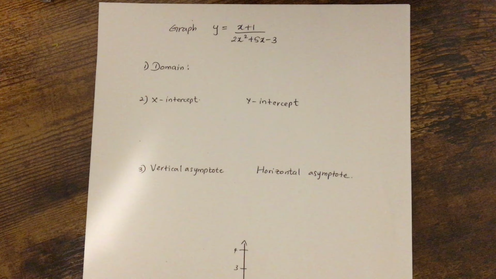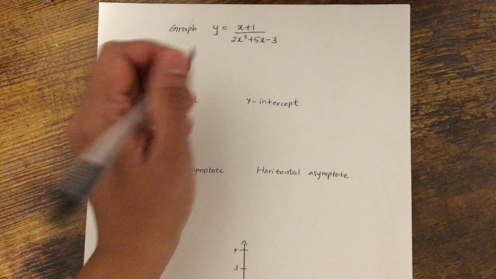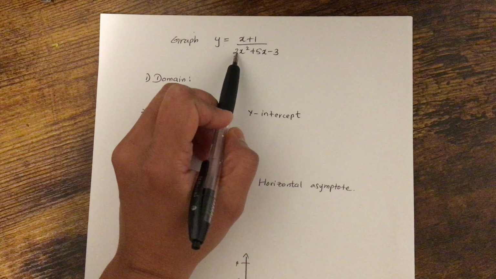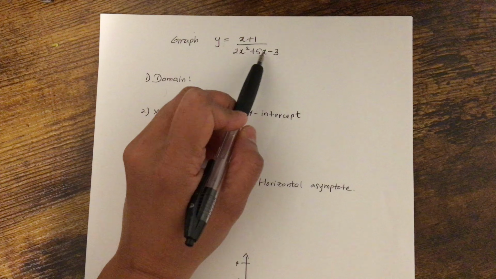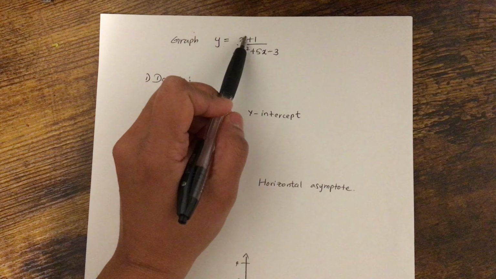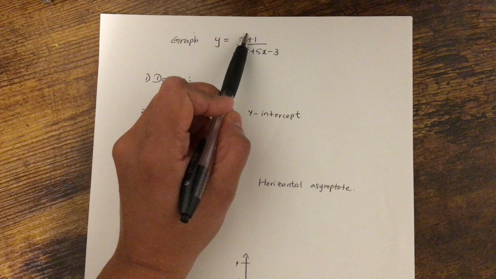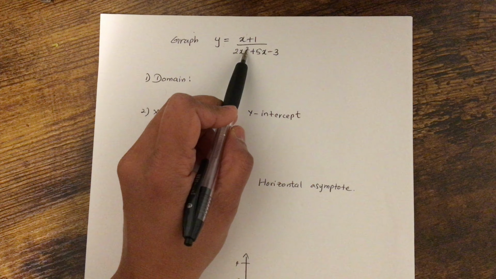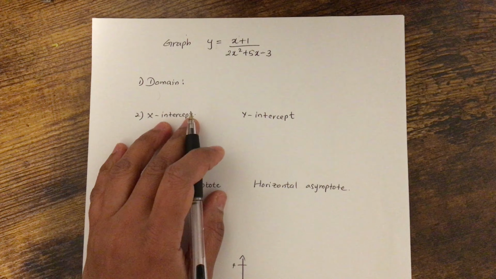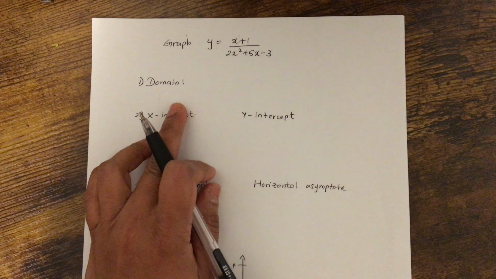So today we are going to graph a rational function. The rational function is y equals (x plus 1) divided by (2x squared plus 5x minus 3). As you can see, the degree of the numerator is just 1 and the degree of the denominator is 2, right? Okay, so let's find the domain of this function.